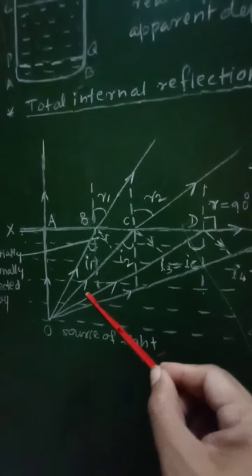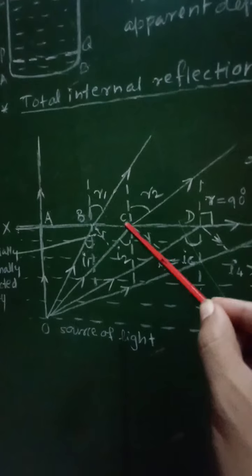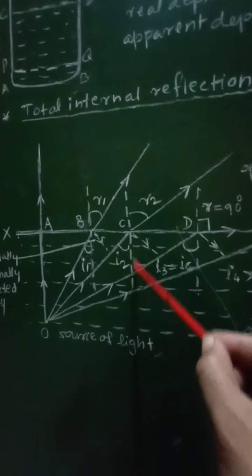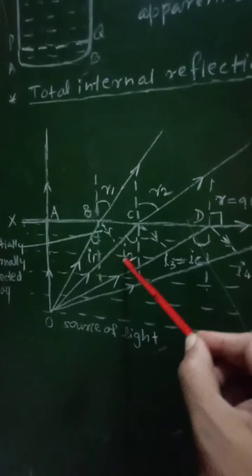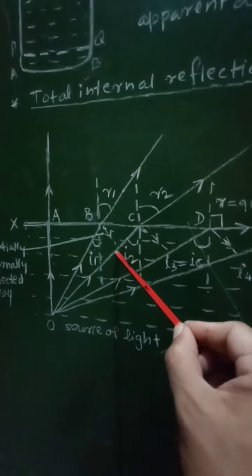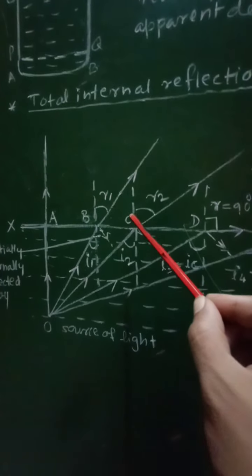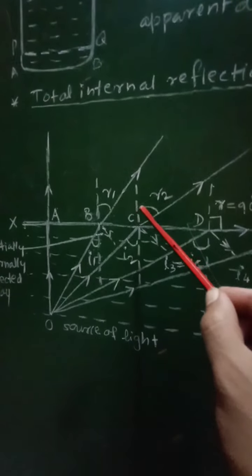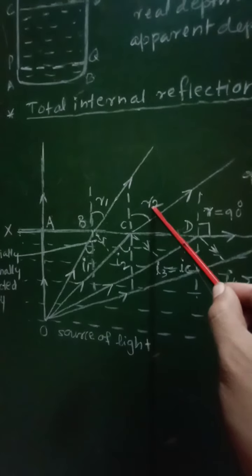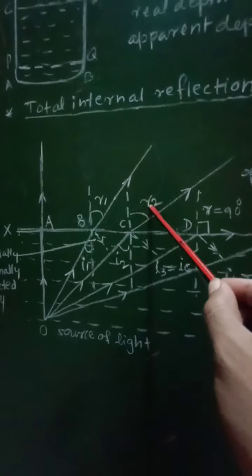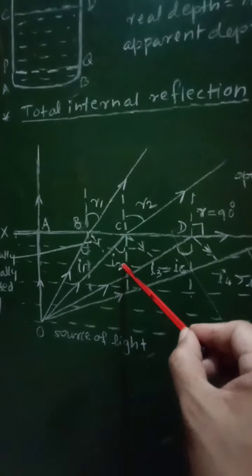Similarly, if you go for the next ray, OC, which is obliquely incident on the surface xy at point C, making an angle of incidence I2 which will be greater than I1. In this case again the refracted ray will bend away from the normal, so that we get the angle of refraction R2. Now this angle of refraction R2 will be greater than R1 as well as I2.